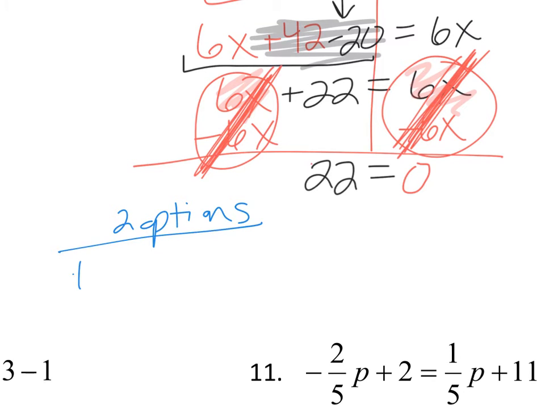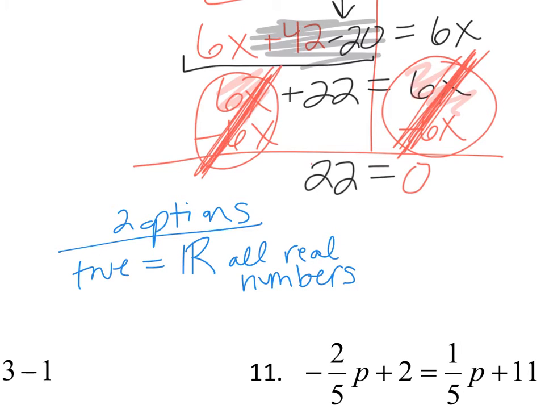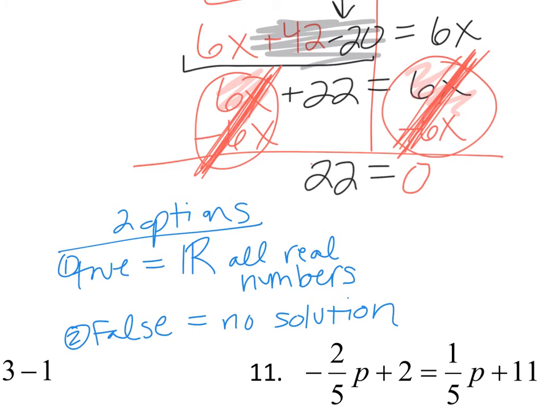are, if your statement is true, that means any number can work. So we say all real numbers, which is this R, kind of funny looking R symbol, which just means all real numbers. That means any number will work as a solution. Okay, that's your first option. Your second option is if your statement is false. If your statement is false, that means there is nothing that will work, so that is a no solution. So my 2 choices for answers here, since there's no x, is all real numbers or no solution.